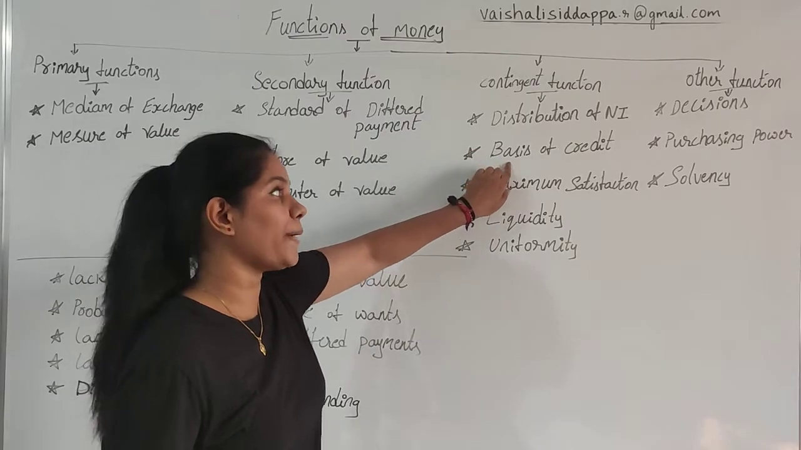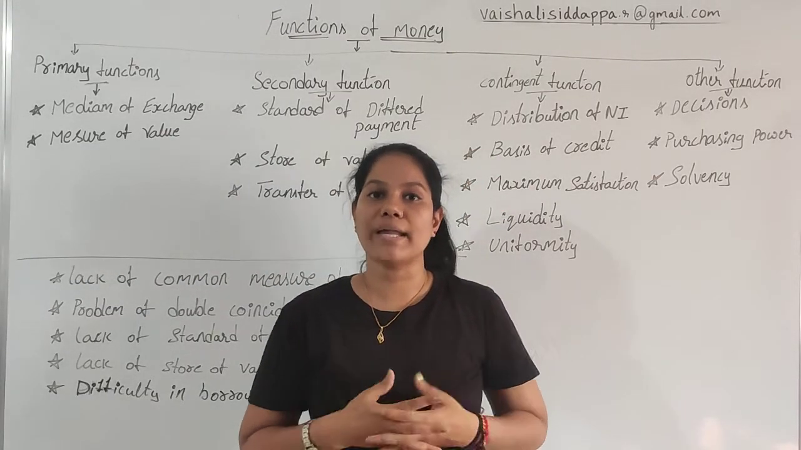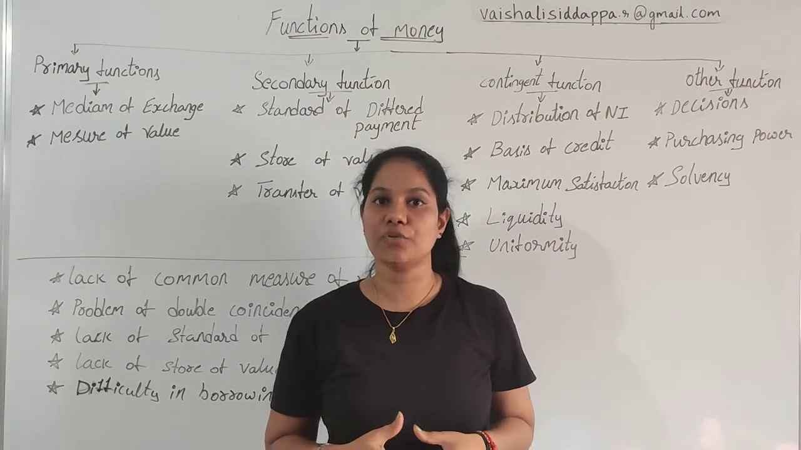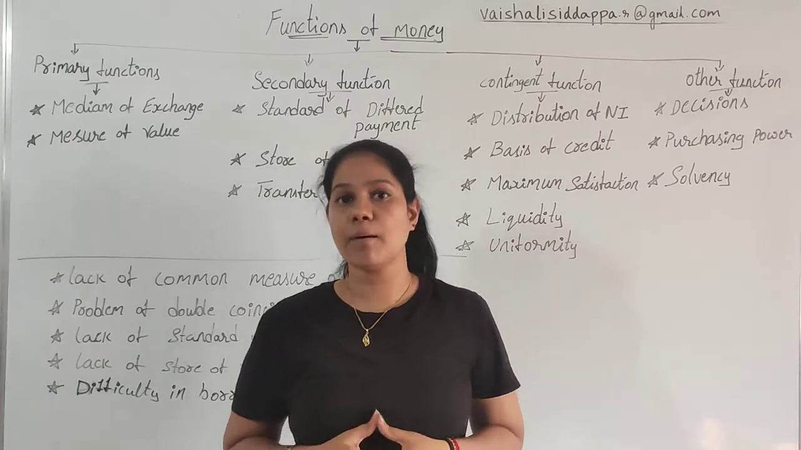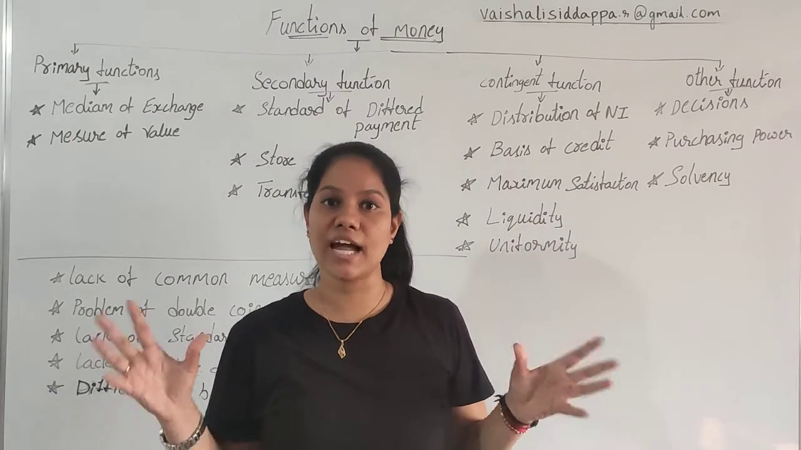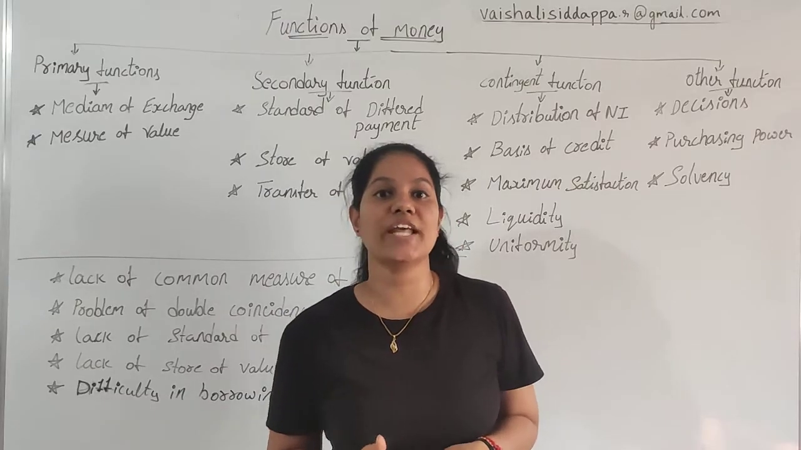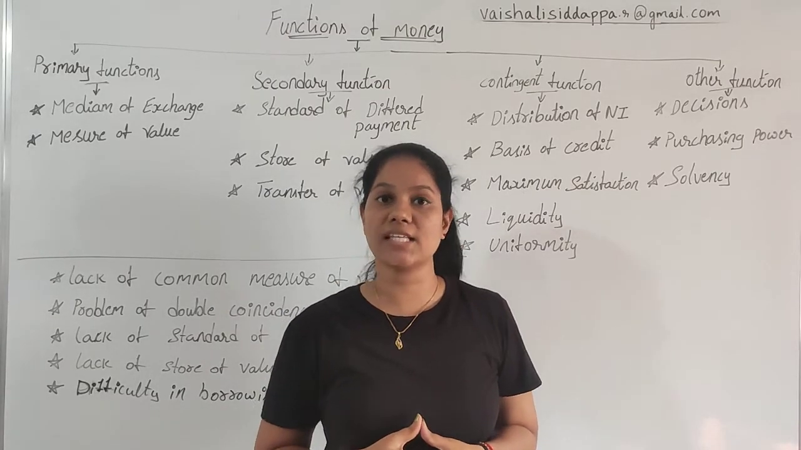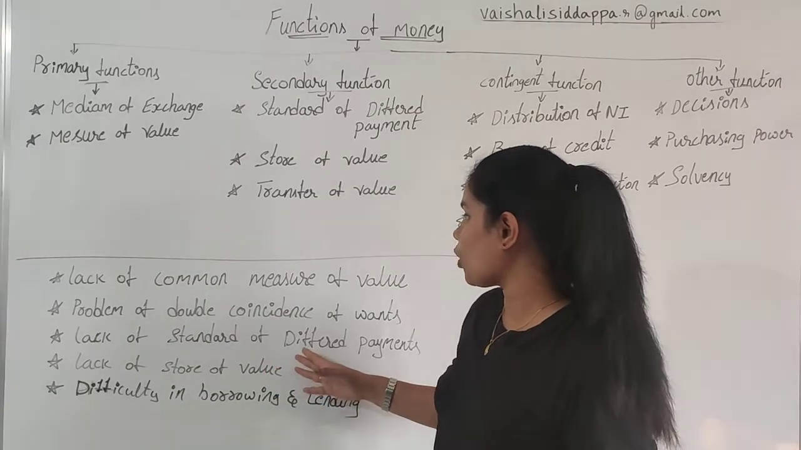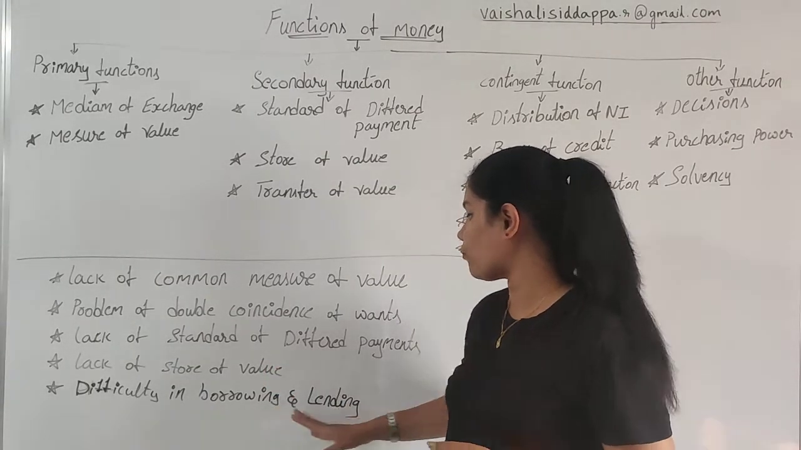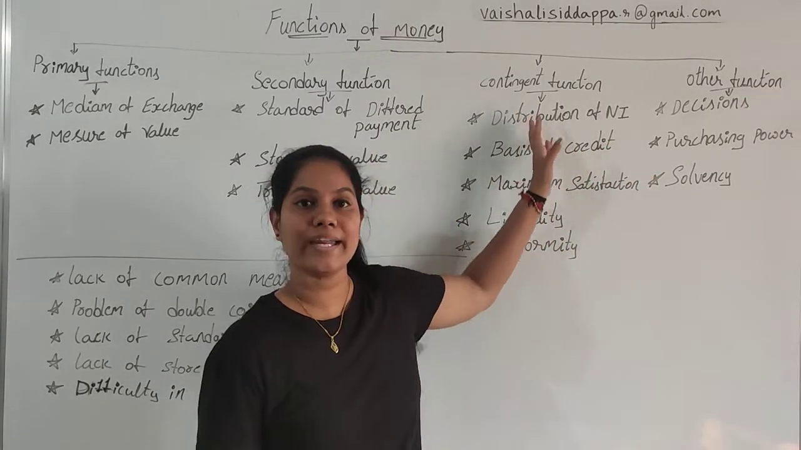So next one, basis of credit. Whenever you are borrowing money, lending, or paying interest, it is really very easy to calculate. In modern India, modern countries, the modern economy, calculating each and everything has become very easy because of money. That's the reason one of the problems we were facing, difficulty in borrowing and lending, we came out of by bringing in money.